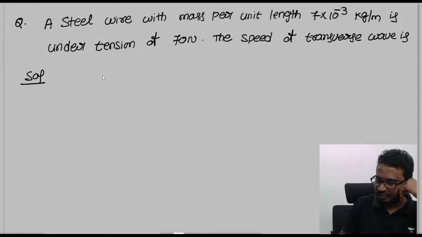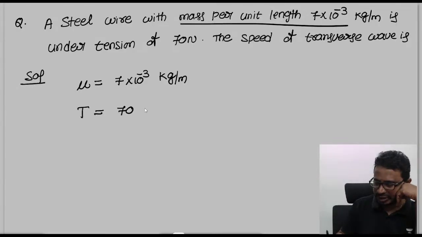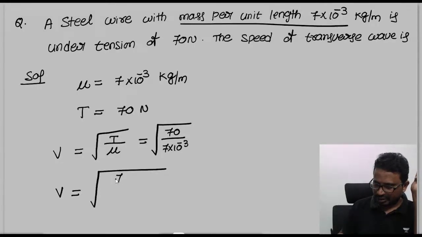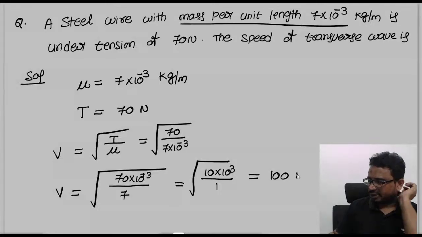What they have given here is mass per unit length, that is linear mass density mu, which is 7 into 10 power minus 3 kg per meter, and the tension, which is 70 newtons. Now what is the velocity of the transverse wave? V is square root of T by mu, which is square root of 70 by 7 into 10 power minus 3. So that is 10 into 10 power 3 by 1, and this is 100 meters per second.